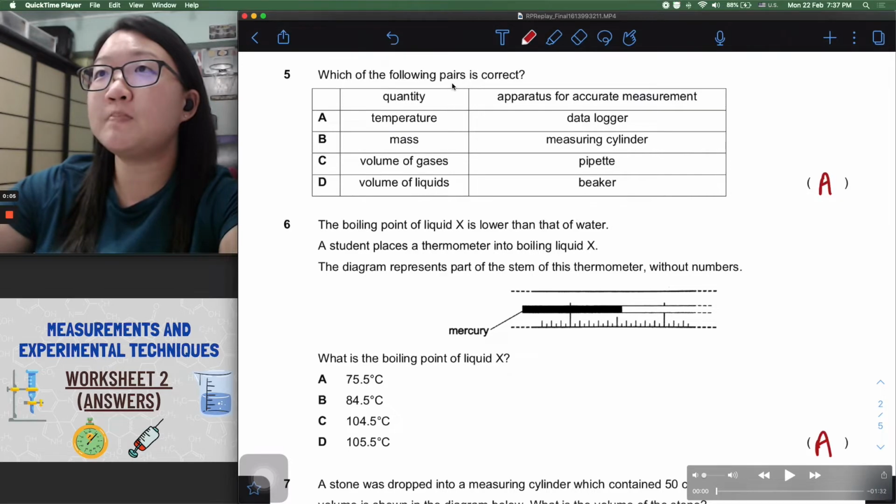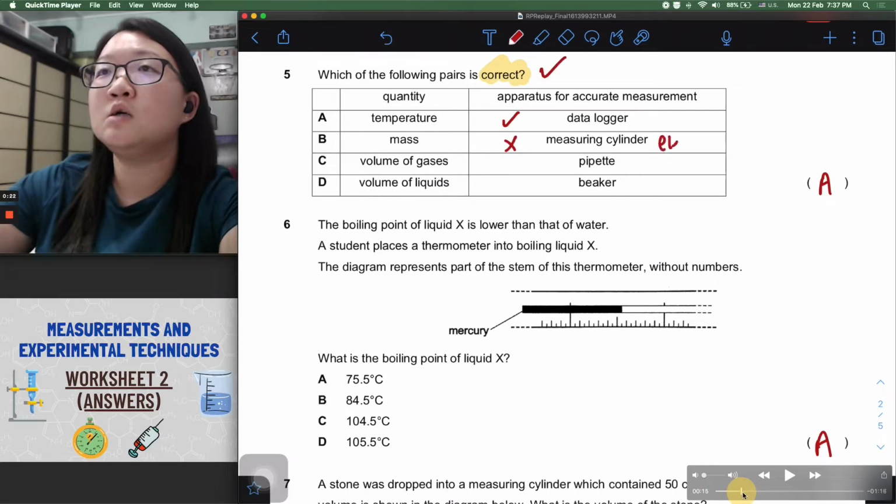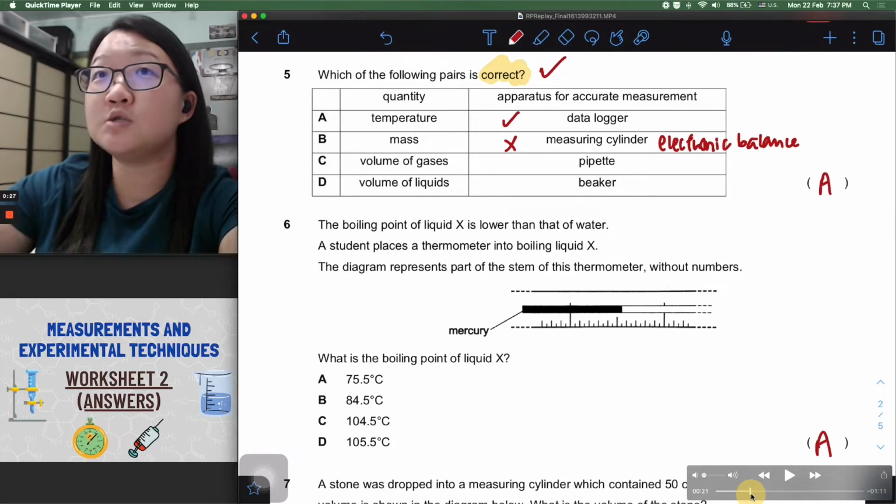Let's carry on with question 5. Which of the following pairs is correct? We are matching the quantity with the apparatus for accurate measurement. Part A, we're looking at temperature. For temperature, we use a data logger. For mass, we will use electronic balance instead of measuring cylinder. Part C, volumes of gases, we will use gas syringe. And option D, we do not use beaker because beaker is just for approximate measurement.